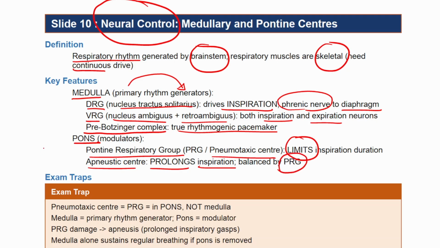Now you need to pay critical attention to these high-yield exam traps to protect your score, just like before. Medical boards frequently try to trick students by stating that the pneumotaxic center or pontine respiratory group is located within the medulla.